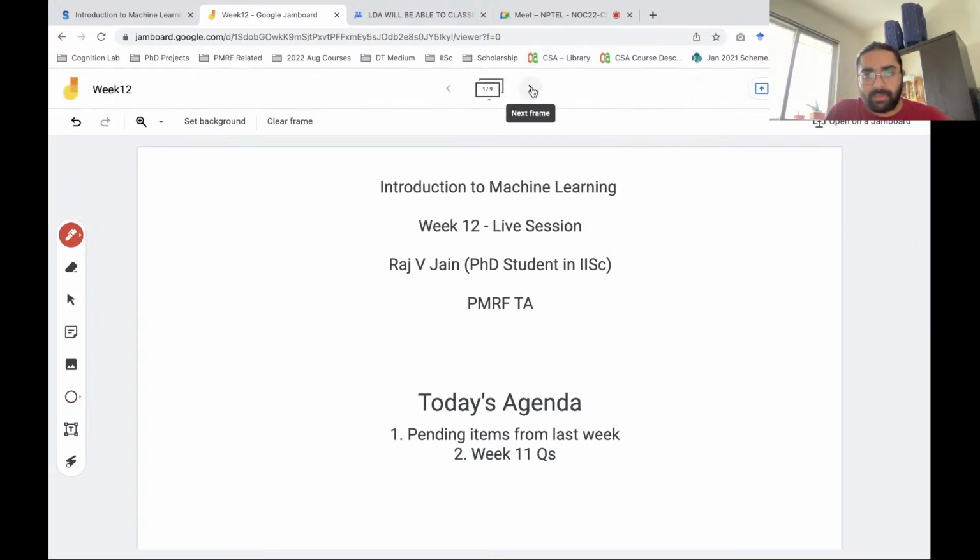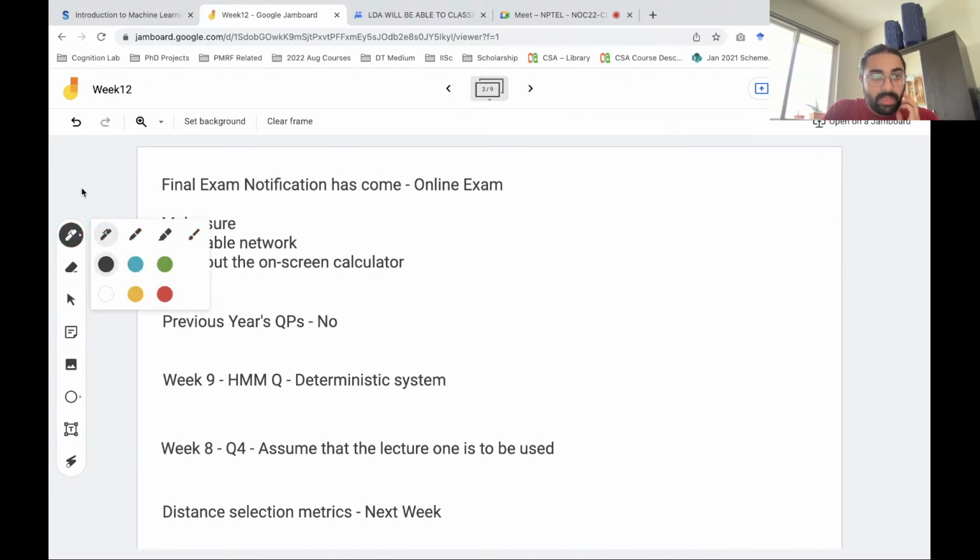So we had some pending items in the previous lecture, right? One thing is that I'm sure you guys know that the final exam notification has come. So just make sure that you have a reliable network and you try out the on-screen calculator. I think there was a link to that, so just try it out and be ready with how to work with it with just your mouse and your screen. Previous year's question papers will not be given. There are some technical reasons for this; if you want to know more, you can ask on the Google group. Maybe the course TA can tell you better. So it won't come, mostly.